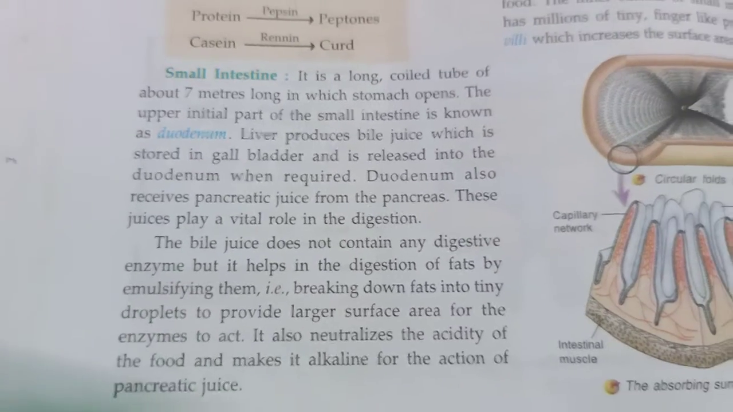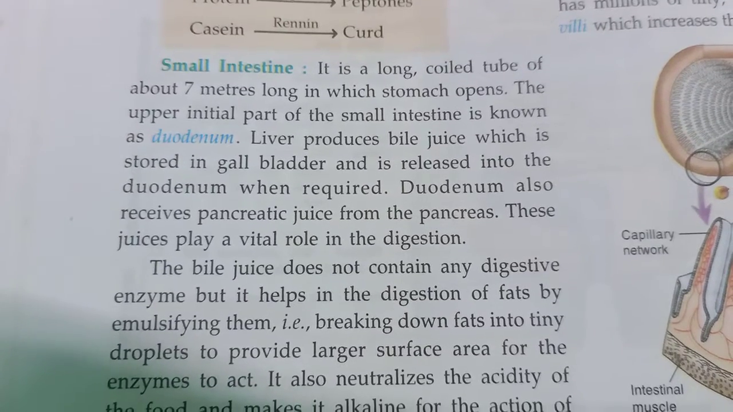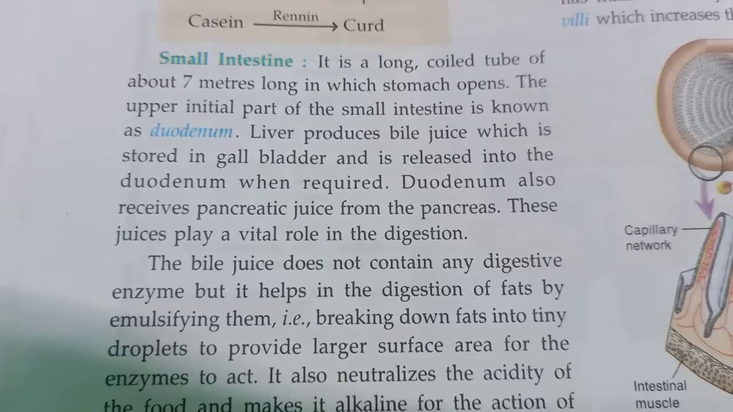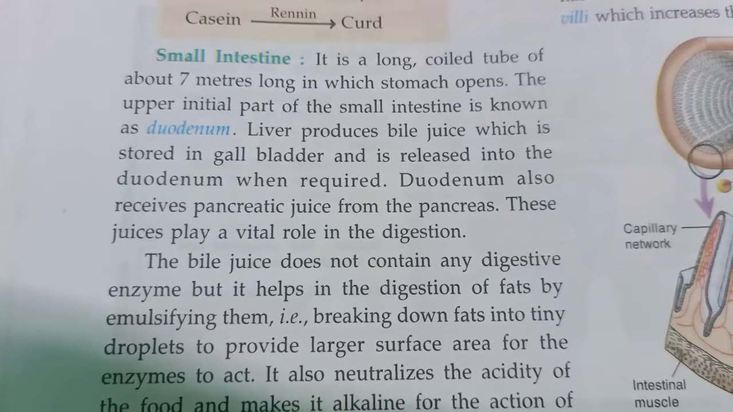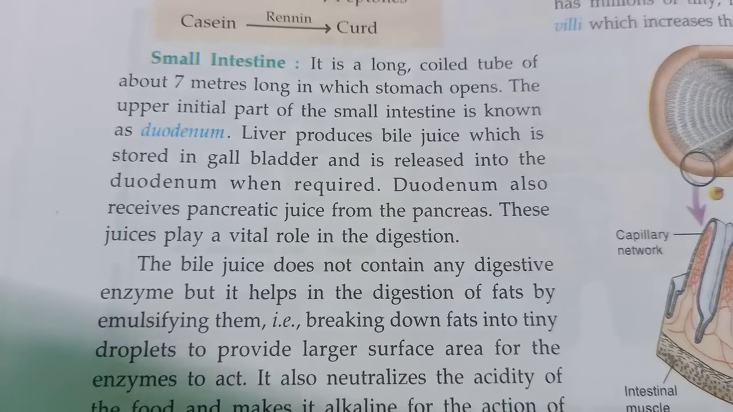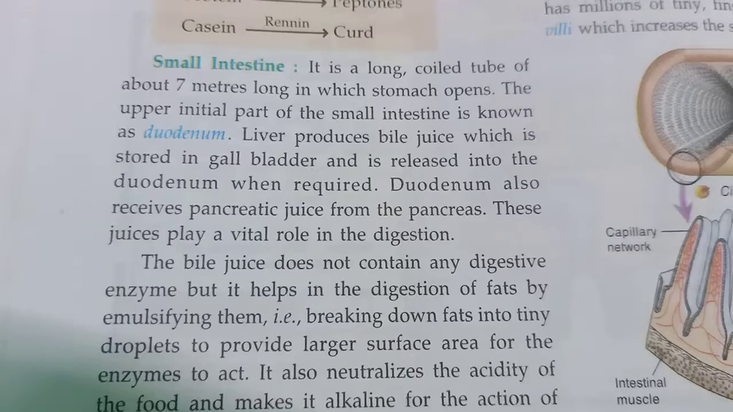So here we start. The small intestine is a long coiled tube of about 7 meters long in which the stomach opens. The upper initial part of the small intestine is known as the duodenum. Now you can see in the picture which part is known as the small intestine.